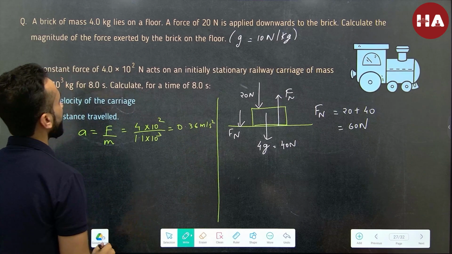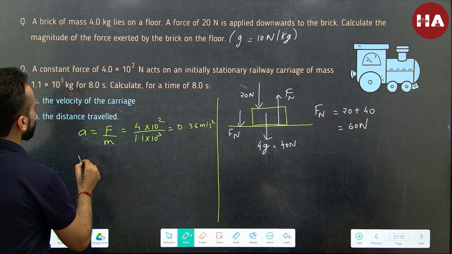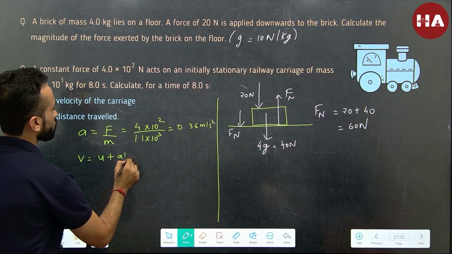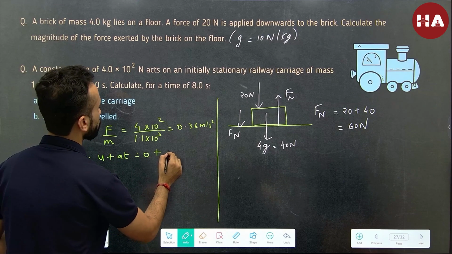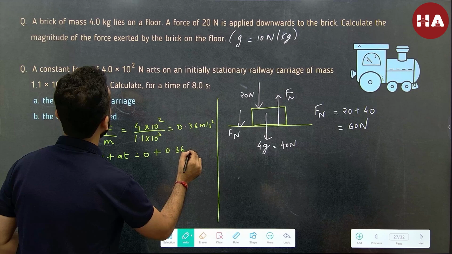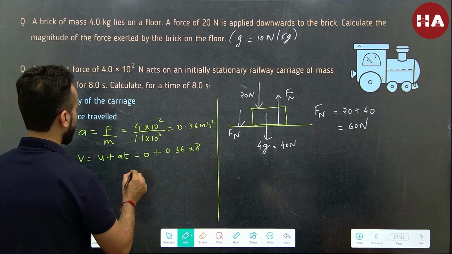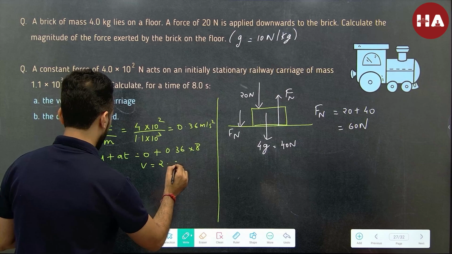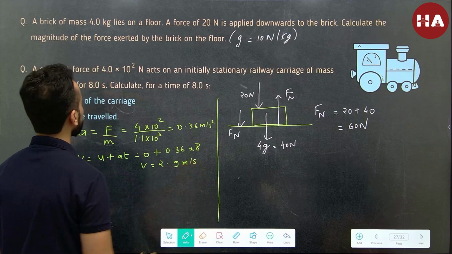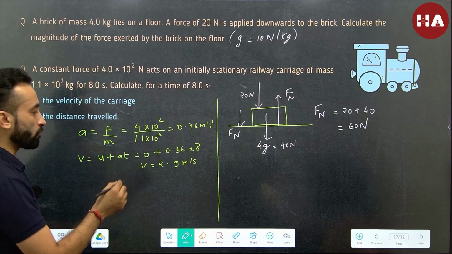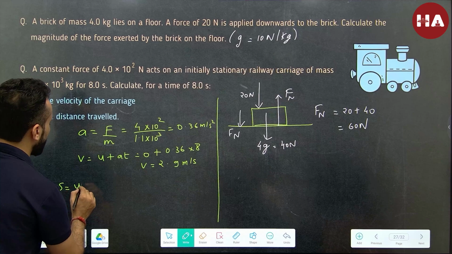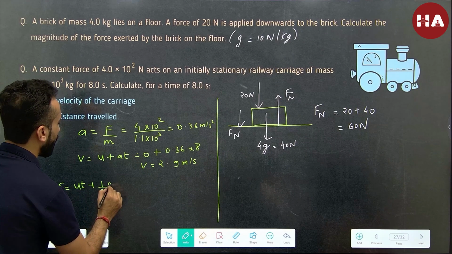All right, and then we have the time, so we can use the equation of motion, v equals u plus at. u is 0, a is 0.36, and time is 8 seconds. So multiply this by 8. I am getting velocity as 2.9 meter per second. Easy. And the distance traveled, of course, we can use the equation of motion, s equals ut plus half at square.